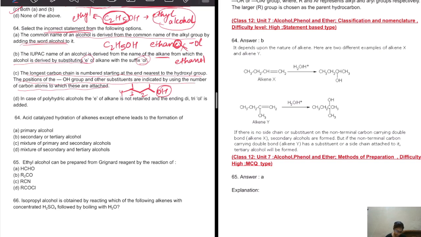Let's see the next statement. In case of polyhydric alcohols, the E of the alkane is retained and the ending diol, triol is added. See, for example, I have this.